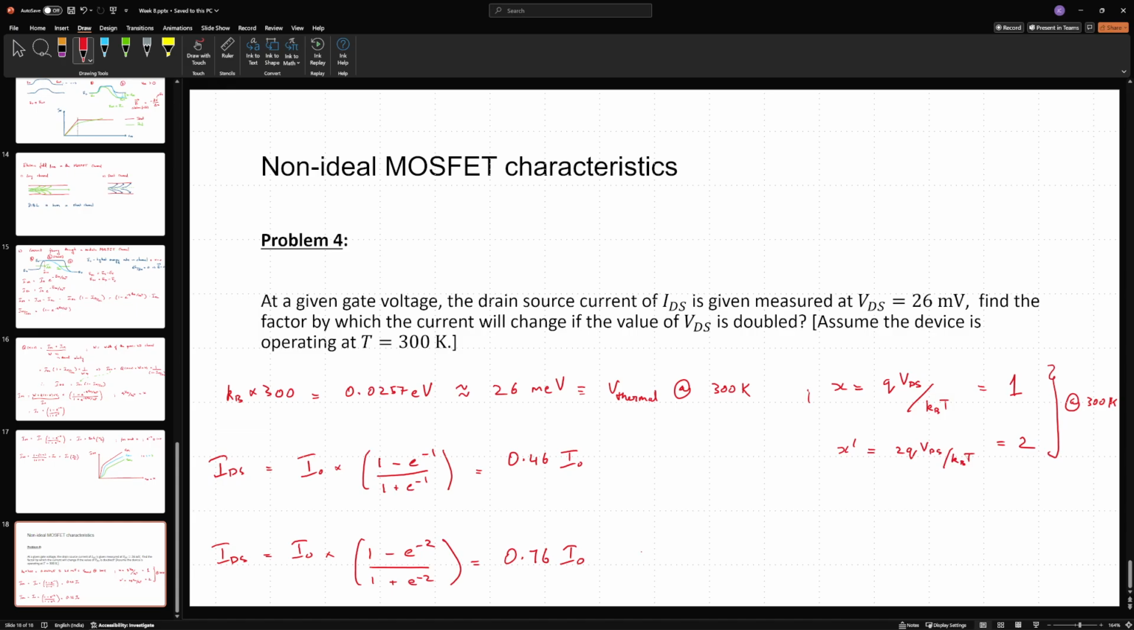So now the factor by which the current changes. This is IDS prime. So IDS prime divided by IDS is going to be 0.76 divided by 0.46, which comes out to 1.65. So this is the factor by which the current increases. So this is how numericals are done in this.